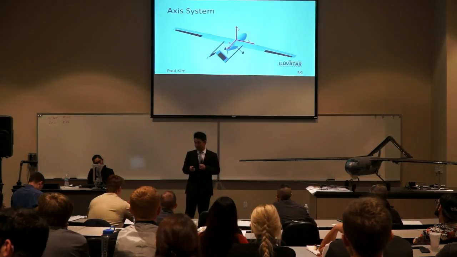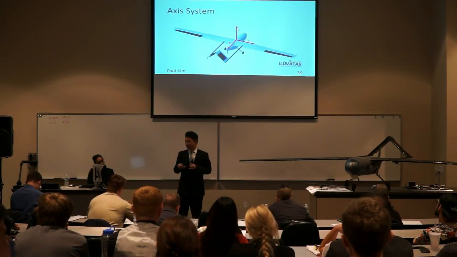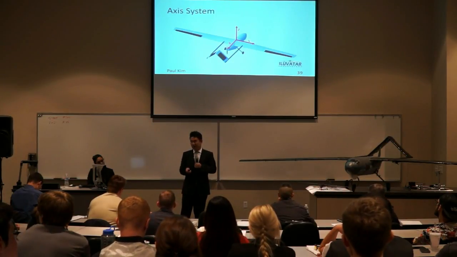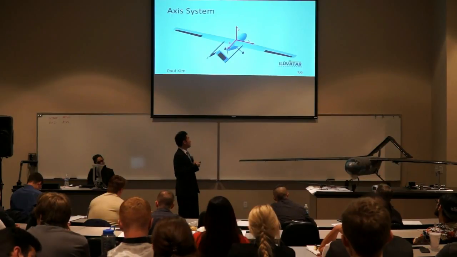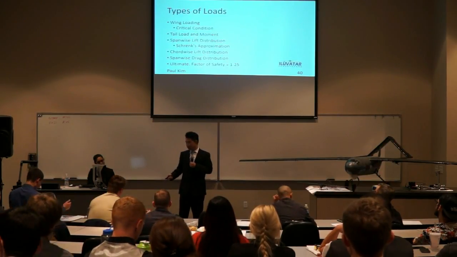This is the axis system used. The origin of the axis is based on the leading edge and where the left wing and the right wing are predicted to meet. And X is aft of the centerline fuselage, Y is right outboard, and Z is vertical.